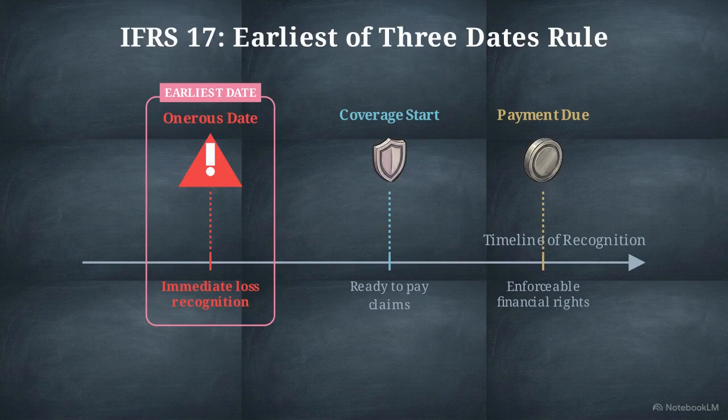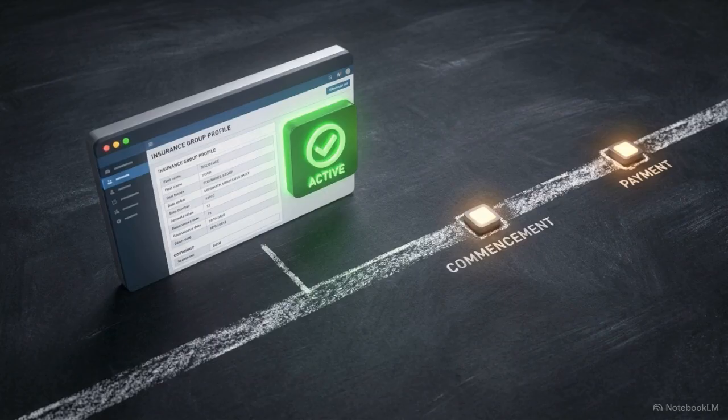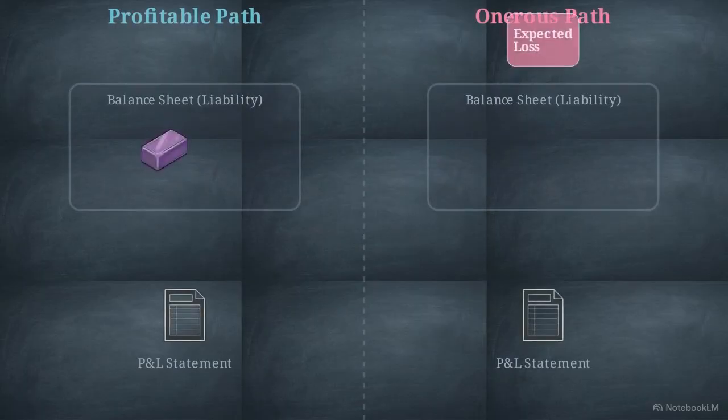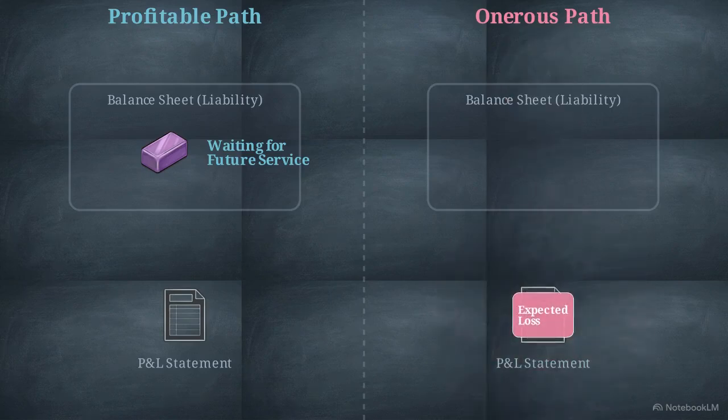The third trigger applies only to onerous groups. The onerous date snaps to the far left, bypassing the others entirely. If pricing data shows a group will be loss-making, recognition occurs immediately upon that realization. The insurer must record it even if coverage has not started and no premiums are due. The model applies deliberate asymmetry. Expected profits must wait for actual service delivery, but expected losses demand immediate financial accountability.